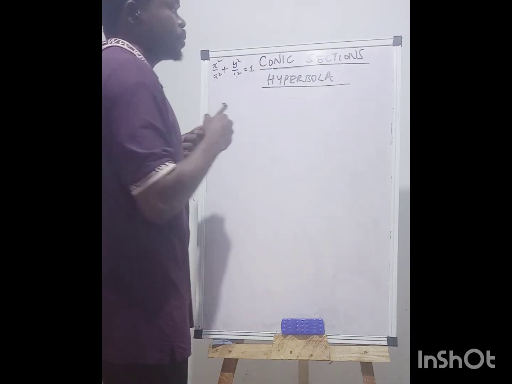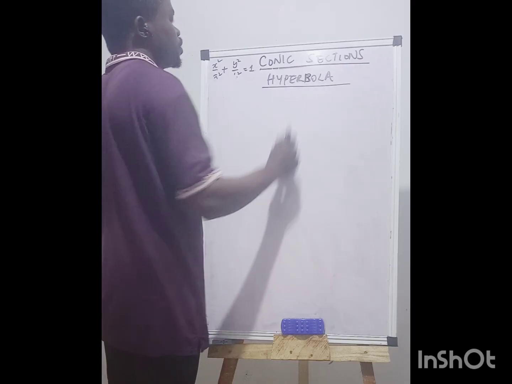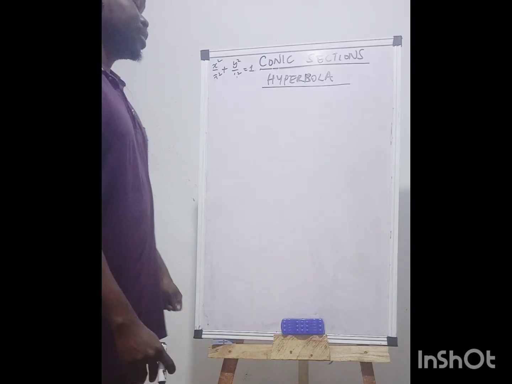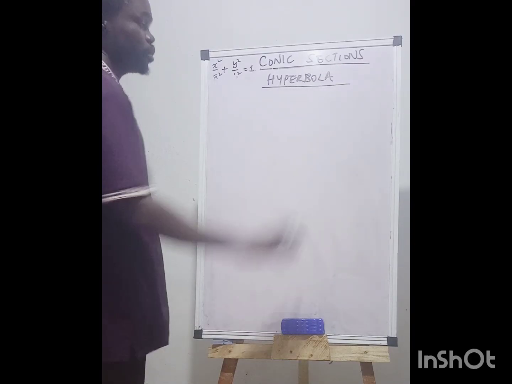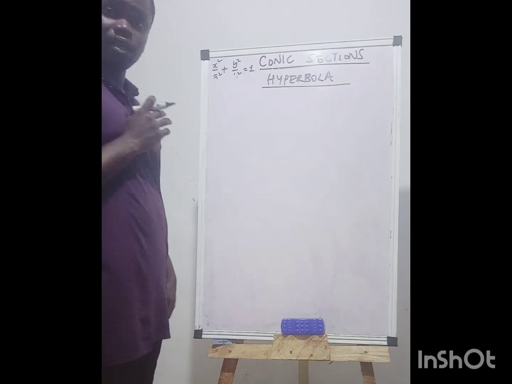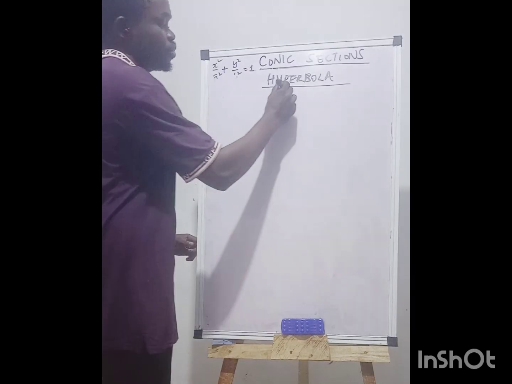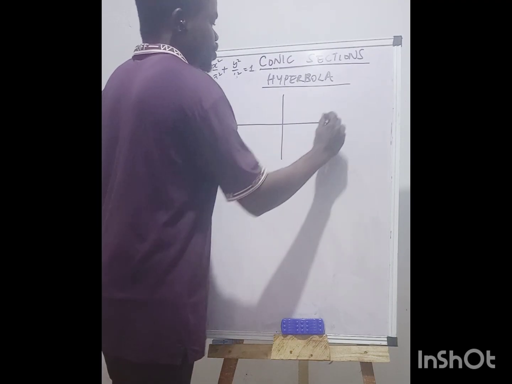Today we are looking at hyperbola. We have been treating so many other topics, and so what's a hyperbola? A hyperbola is, I would say, in my own simple way, the reverse of the ellipse.